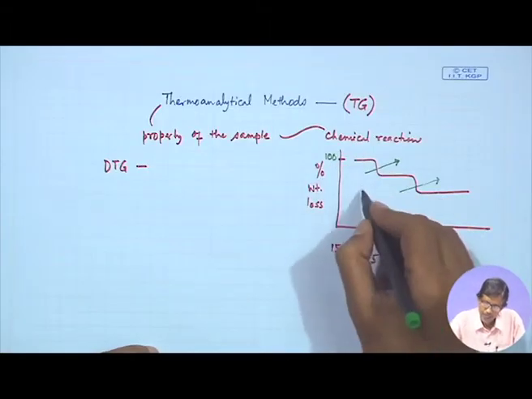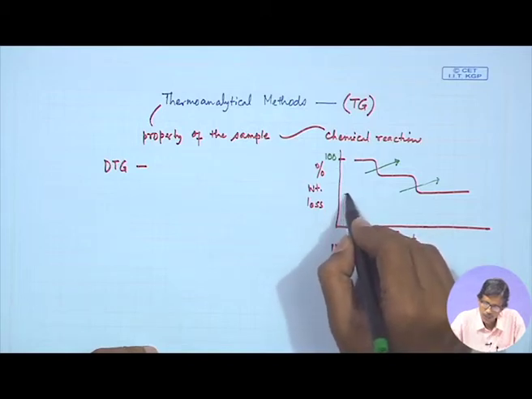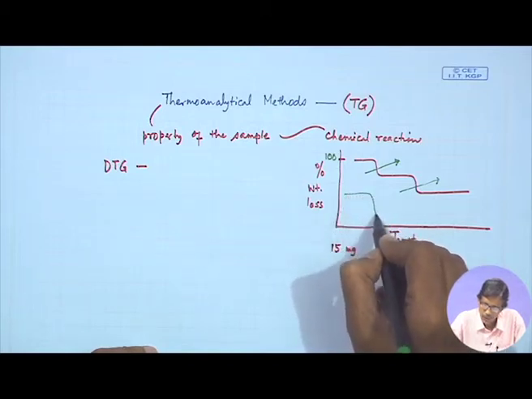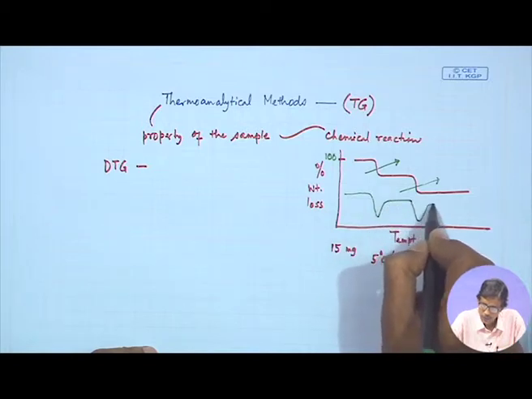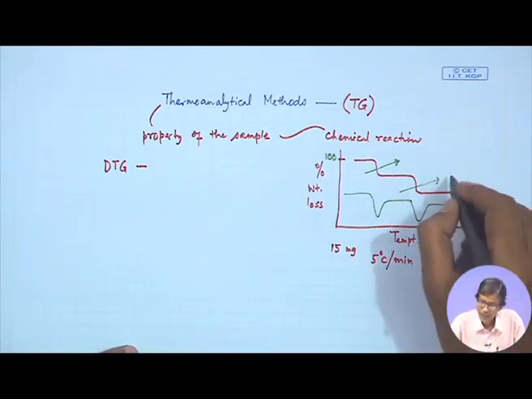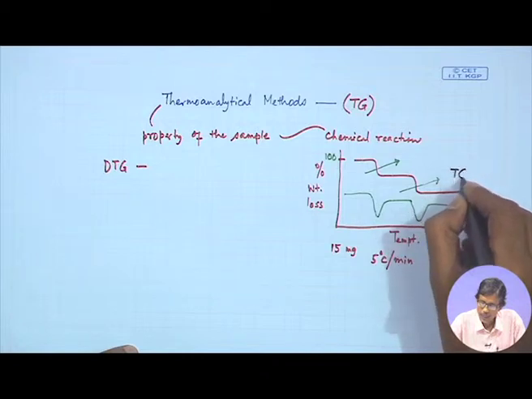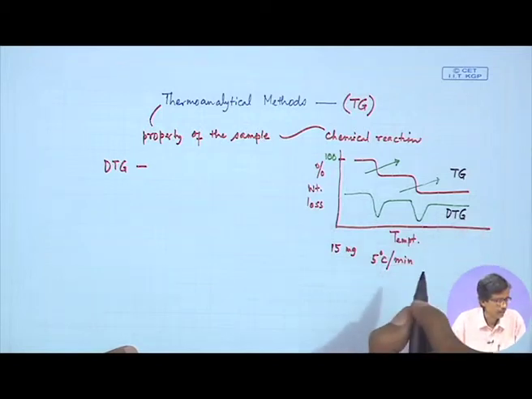So, if we get that, this is the different lots, and if we just go for a corresponding first derivative plot, the first derivative plot will be like this, and this is the corresponding TG trace and this will be the corresponding DTG trace.